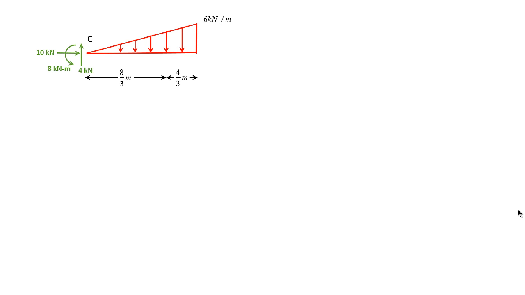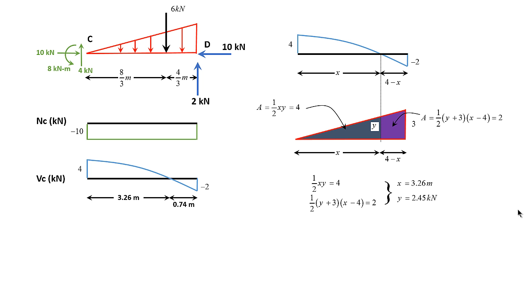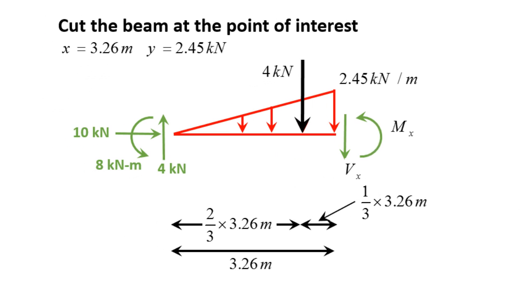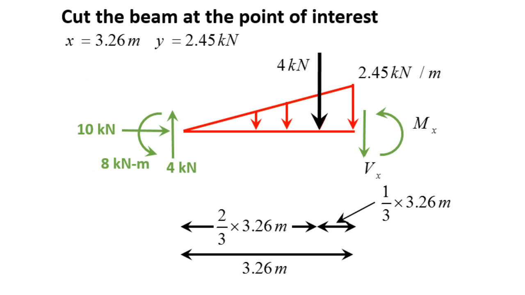Okay, so the way to do it is by cutting the beam at the point of interest. Where do you want to find the shear force? I mean the bending moment value. Going back again, we're trying to find the maximum moment. The maximum moment takes place where the shear force diagram crosses the x-axis. Okay, so it's at x equals 3.26 meters. So I cut the beam at x equals 3.26 meters.